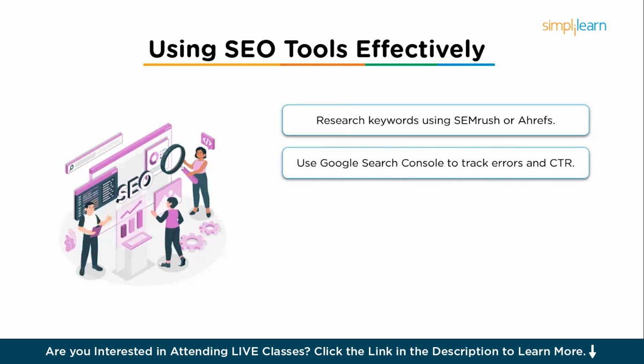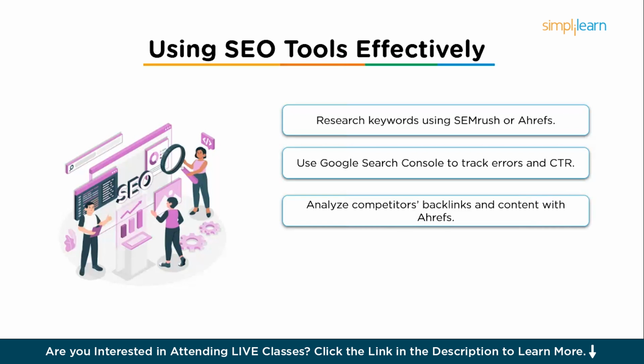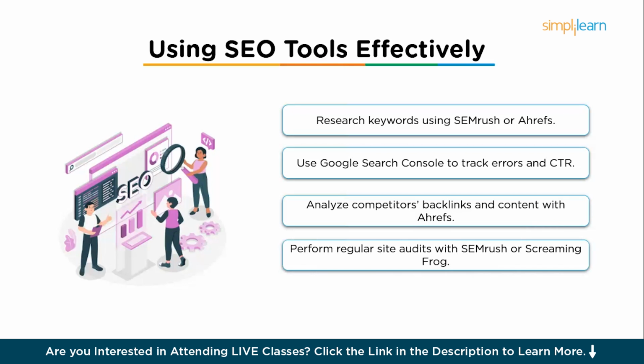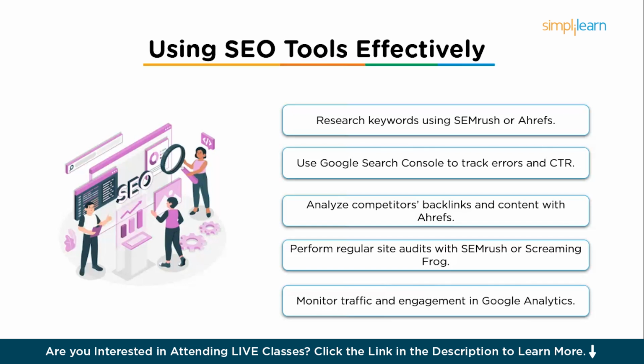Second, use Google Search Console to monitor indexing errors, optimize click-through rates, and track impressions. Then analyze competitors' backlinks and content with Ahrefs. Then regularly perform site audits using tools like SEMrush or Screaming Frog to fix technical SEO issues. Then track organic traffic trends and user engagement in Google Analytics to measure impact.